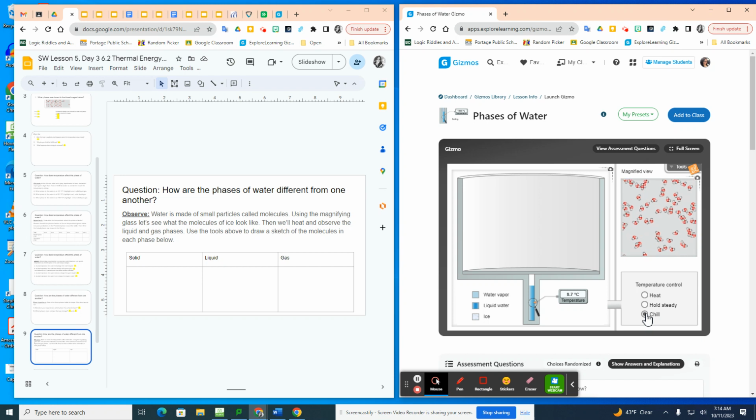So as we chill it, we're turning it back into ice. And what do the molecules look like? Okay. And then we'll heat it up again. And what does it look like as liquid? There they are as liquid. And then finally, how do they look as a gas?